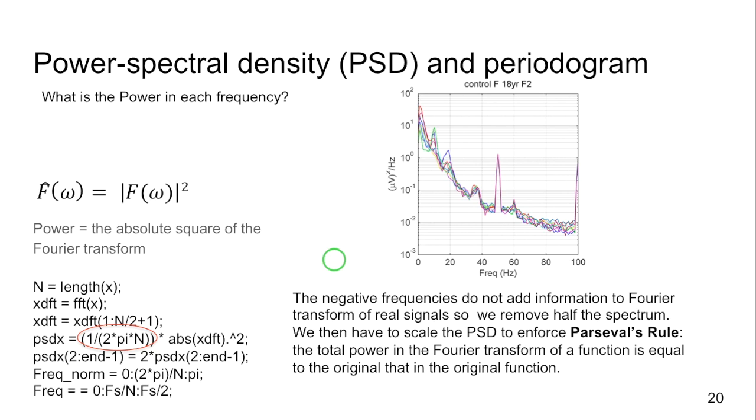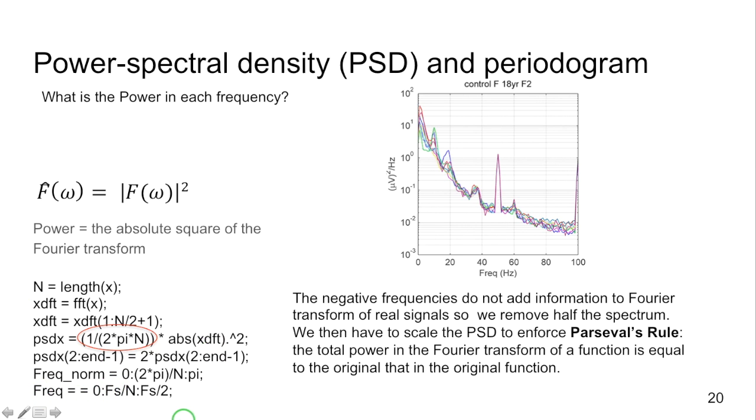One thing to keep in mind when computing the power spectral density is that the power in the Fourier transform should be equal to the power in the original function, a truism known as Parseval's rule. And if we're not careful, we can violate it.